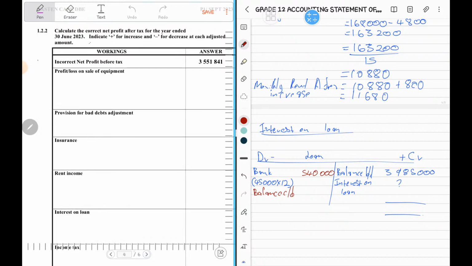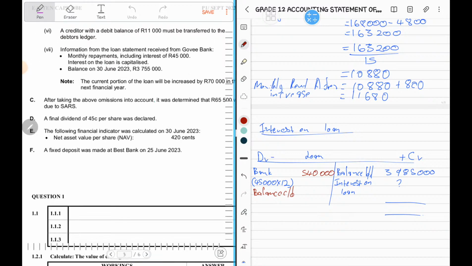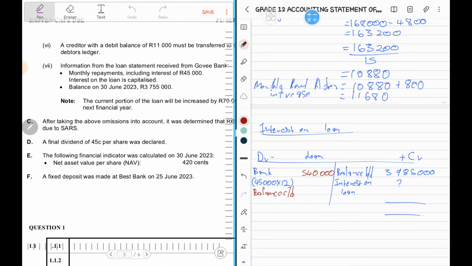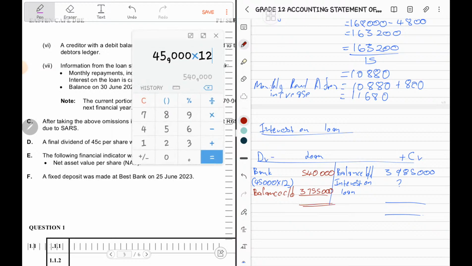Now based on this, we are given information from the loan statement, which is 3,755,000. So this will be our balance carried down, 3,755,000. Then we can use this to find everything that we want. So it will be 3,755,000. Then we add it with 540,000 to find the bigger side first.